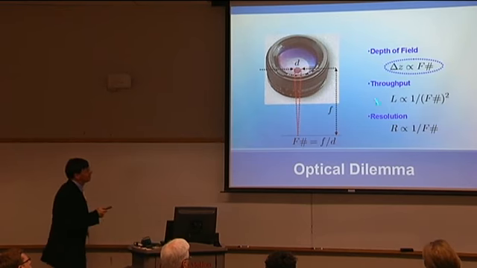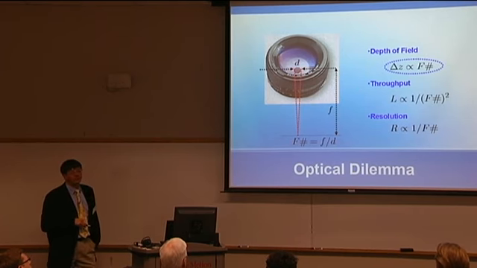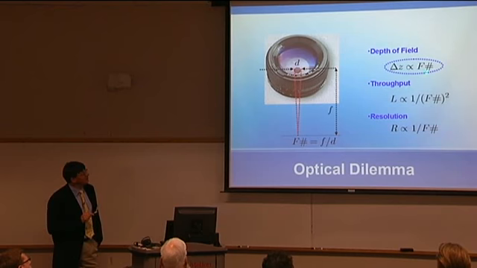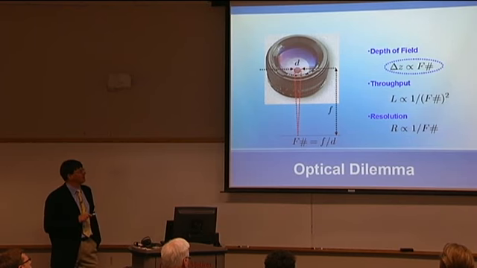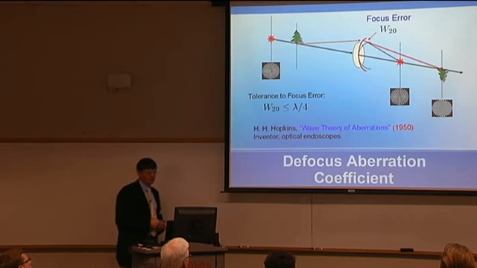The dilemma is the following. We can actually improve the depth of field by just closing the aperture, but that means the light throughput goes down, actually with the square of the f-number, and the resolution goes down. So do we have alternatives?